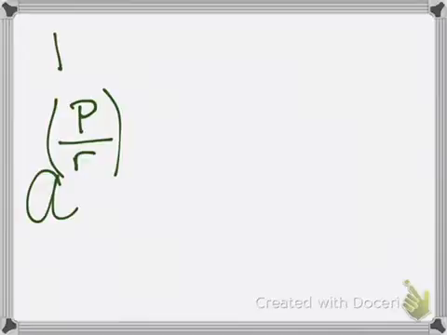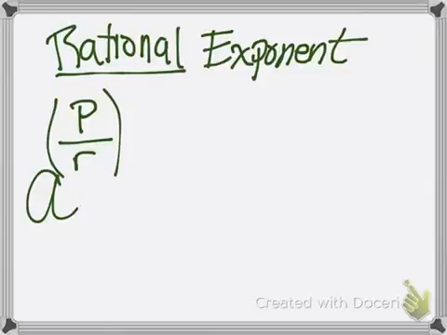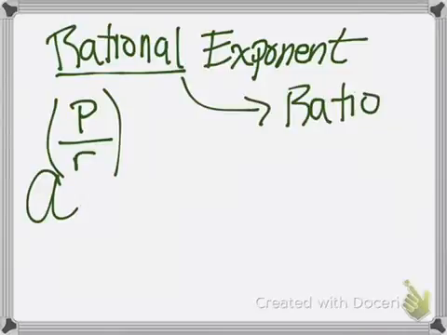Now there's one more, and it says a to the p over r. So we call this a rational exponent. The word rational, the root of that word is ratio, and a ratio just means a fraction. So that's where the word comes from. But anytime you see a fraction in an exponent, you're going to have to be a little bit careful with how you handle it.